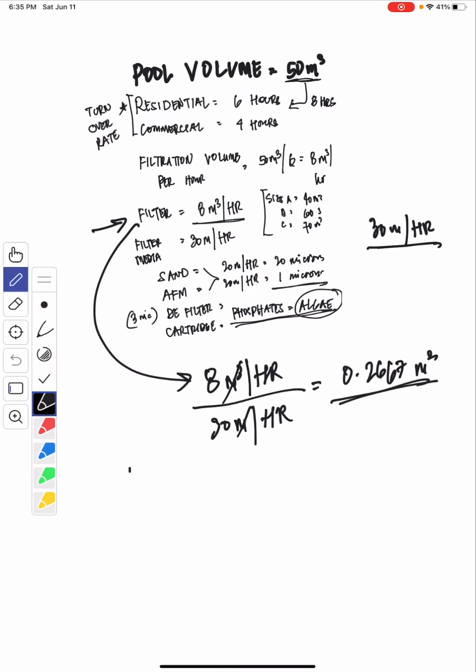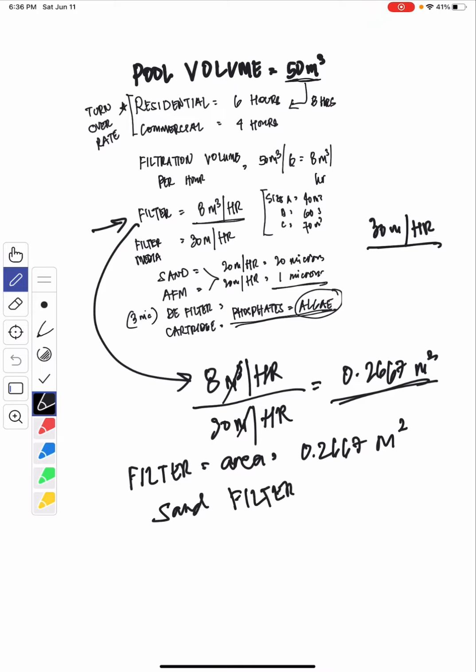Now you have to find a filter that has an area of 0.2667 square meters. You can just go to any website, Hayward, look for their sand filters, and find a sand filter with 0.2667 square meters. Instead of using sand, just use AFM and you'll be able to get 1 micron filtration quality.